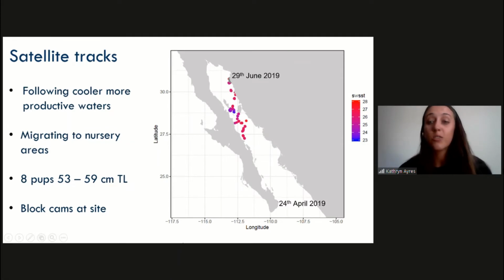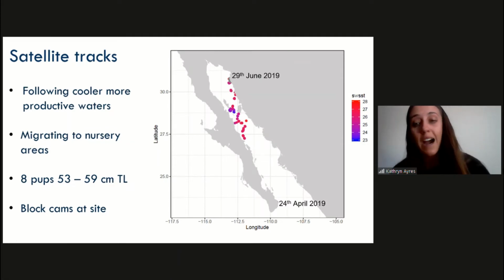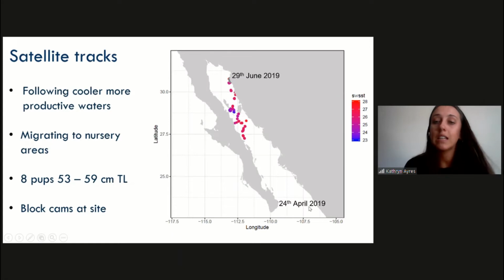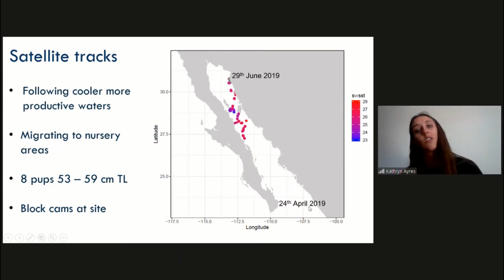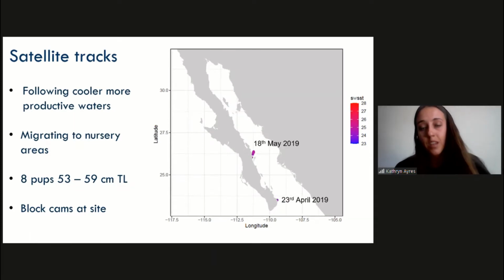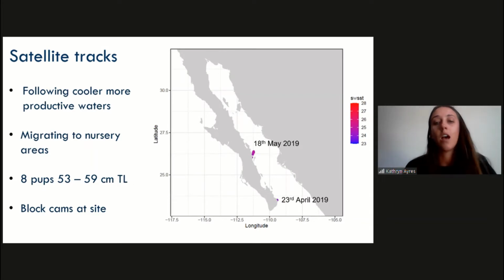So we got this really cool track from a female shark that we tagged back in 2019. It traveled over 900 kilometers all the way up the Gulf of California, which was pretty cool. So the sharks are probably following cooler, more productive waters. Like here in the middle are the Midriff Islands, where there's a lot of upwelling and productivity. We also tagged another shark that made its way to Loreto within a month, again, a northerly migration.